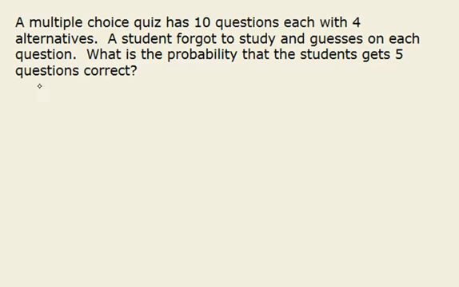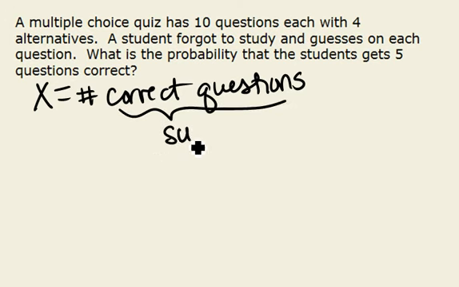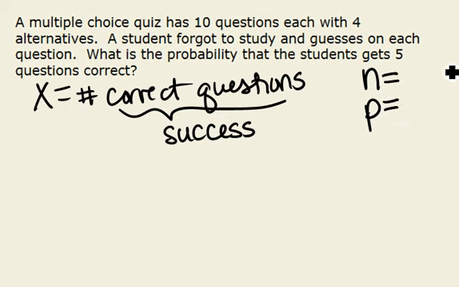So we could let x, our random variable, be equal to the number of correct questions, where a correct question is considered a success, because for our binomial we want our x to be the number of successes out of the total n. So we have two parameters for a binomial, n, which is the number of trials, and p, which is the probability of success on each trial.